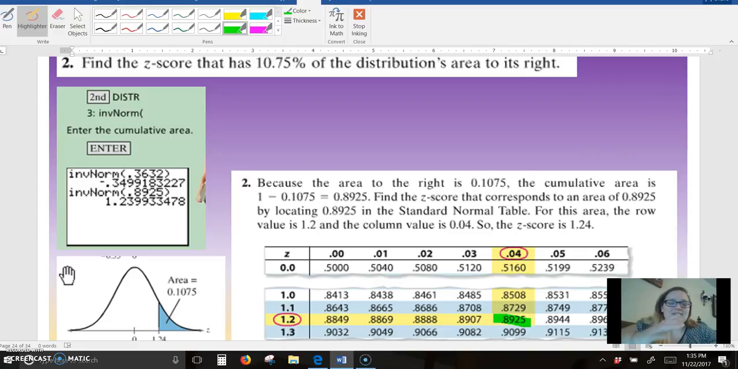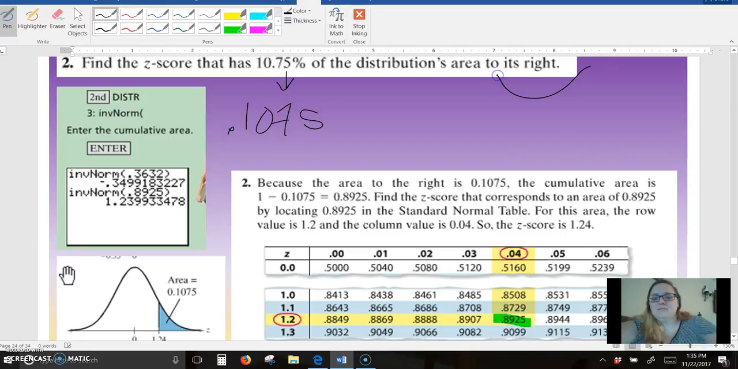Okay, sorry. All right, so number 2 is find the z-score that has 10% of the distribution to the right. A couple of things. So percentage, we need to change it. So it's 0.1075. And then this is to the right versus everything else was just to the left.